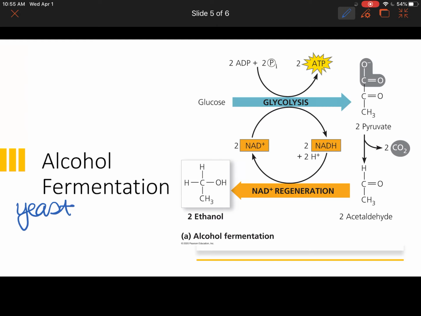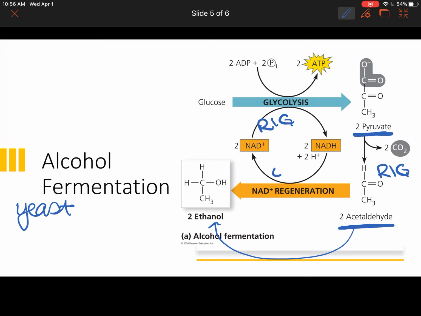Yeast undergo alcohol fermentation. Okay, so again, we've got glycolysis happening. Reaction number 6 reduces NAD plus to NADH. Well, there's got to be a way to regenerate that NAD plus. That happens when pyruvate, remember that's the final product of glycolysis, is reduced to acetaldehyde, which is then converted into ethanol.